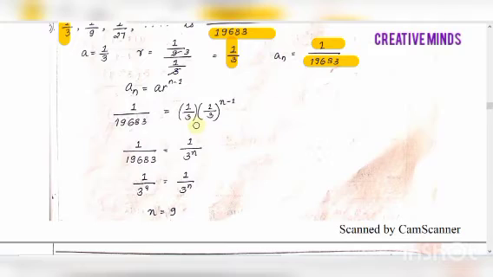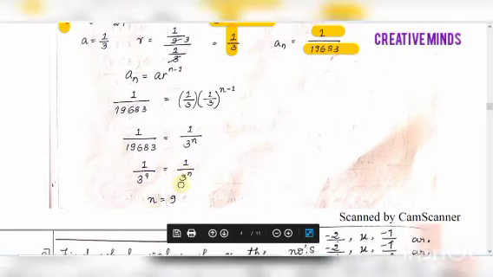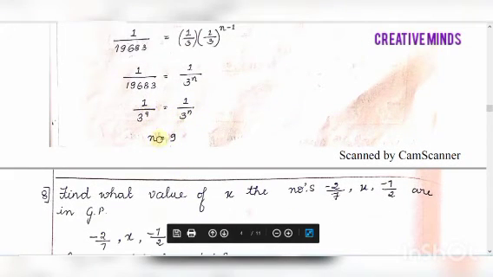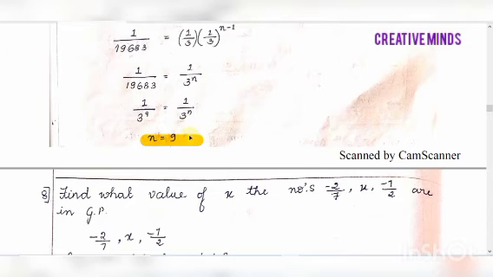So 3 to the power of 1 into 3 to the power of n minus 1. Here the minus 1 and 1 cancel. So it is 3 to the power of n. So now 1 by 19,683 is equal to 3 to the power of 9, is equal to 1 by 3 to the power of n. So the base is the same, so the power is also the same. So n is equal to 9.